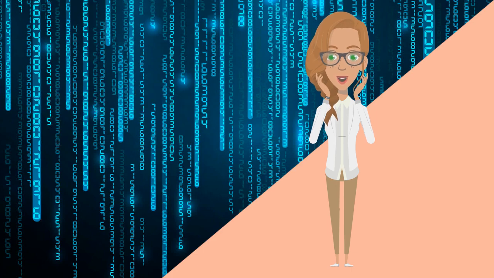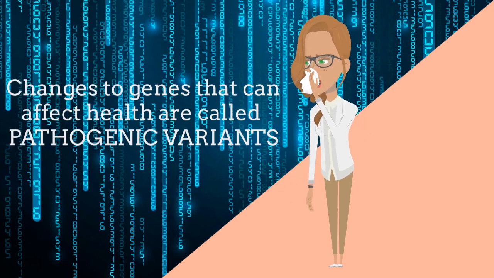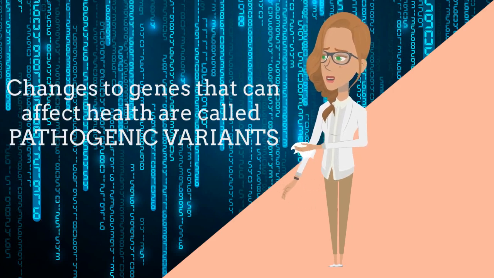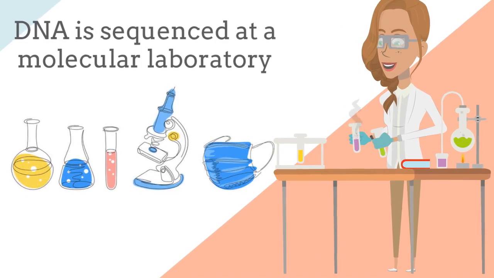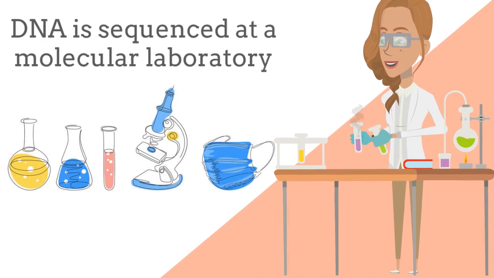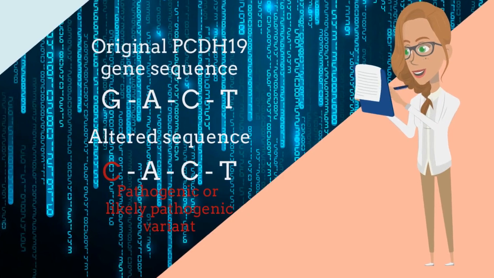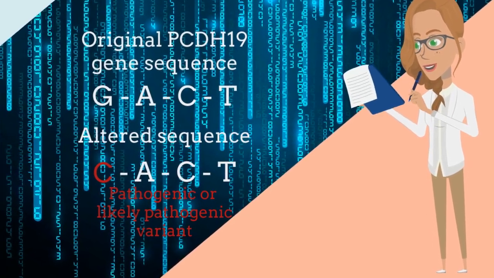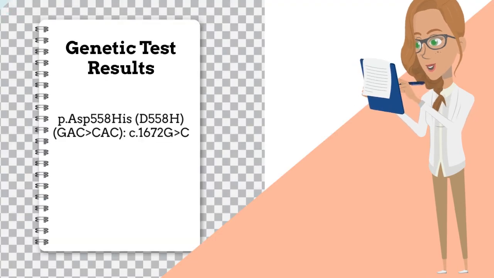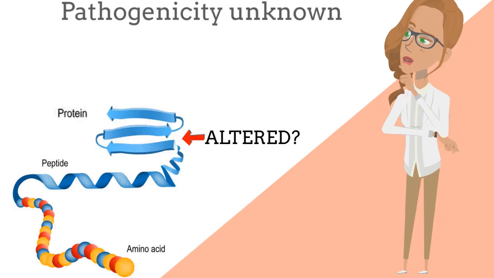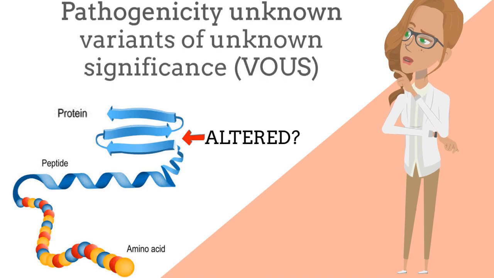Many changes in the genetic code of the PCDH19 gene have been found to cause PCDH19 clustering epilepsy. These changes are often referred to as pathogenic variants, as they involve changes to genes that can affect health. A molecular diagnostic laboratory is responsible for sequencing yours or your child's DNA. If a PCDH19 pathogenic or likely pathogenic variant is identified, the variation is recorded on the report from the testing laboratory. Sometimes it is not known if a variant causes disruption to the normal function of the PCDH19 gene or protein, so these changes are referred to as variants of unknown significance, or VUS for short.